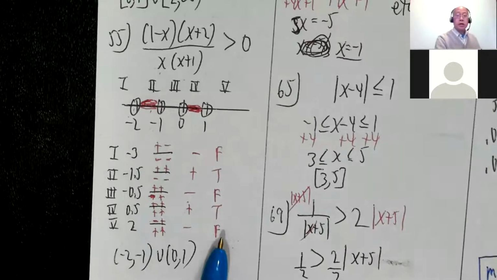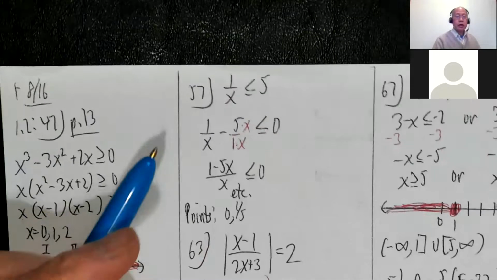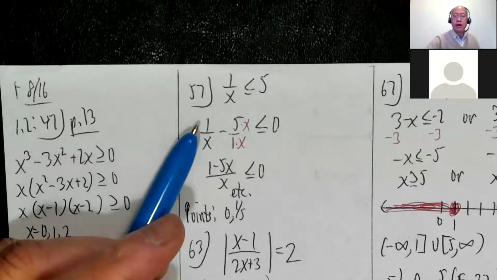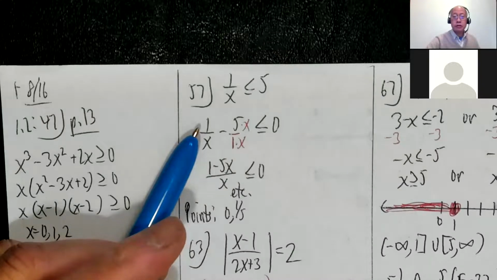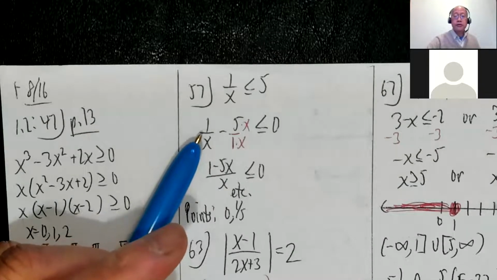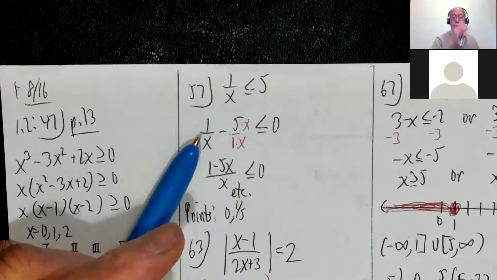All right, so some more problems. 57, let me set you up with that. 1 over x is less than or equal to 5. I wasn't going to show you the whole thing, but I'll just get you started on it. There are only 2 questions for the quiz, correct? Just those 2. Okay.